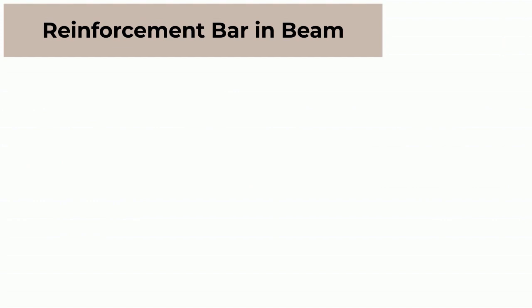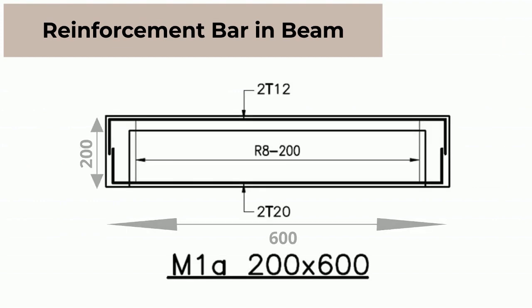Example of reinforcement bar in beam. The dimension of the beam is 200 mm times 600 mm. 2T12 for top reinforcement denotes 2 nos of 12 mm diameter high yield steel bars. 2T20 for bottom reinforcement denotes 2 nos of 20 mm diameter high yield steel bars. R8-200 denotes 8 mm diameter mild steel links at 200 mm center to center distance.